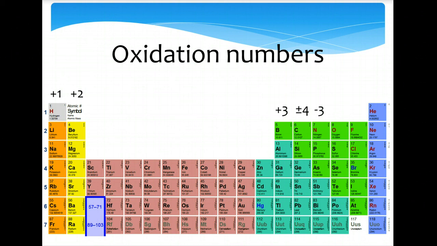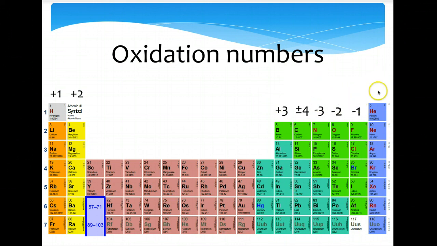Then we get over to nitrogen. Okay, nitrogen will gain 3 electrons. Okay, so it's a negative 3. Oxygen will gain 2 electrons, so its oxidation number is negative 2. And fluorine, this group will gain 1 electron, so its oxidation number is negative 1. So you just have to remember, on bonding, ionic bonding, the oxidation numbers go 1, 2, 3, plus or minus 4, then back down negative 3, negative 2, negative 1.